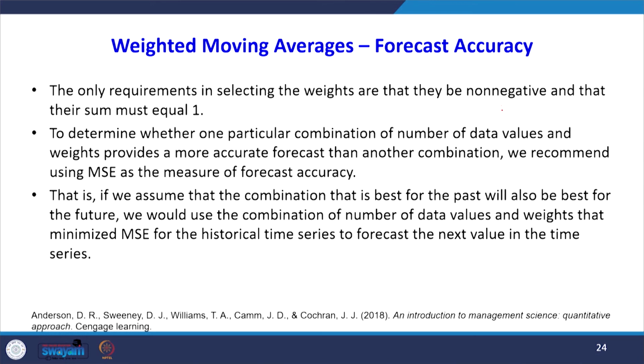So we can change the values of k and you can change the weightage. For different sets of k and weightages, you have to find out the mean squared error. For what value of k and weightage is the mean squared error lesser? That is the more accurate method. That is, if we assume that the combination that is best for the past will also be the best for the future, we should use the combination of number of data values and weights that minimized the mean squared error for the historical time series to forecast the next value in the time series.